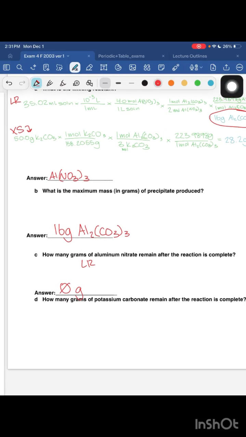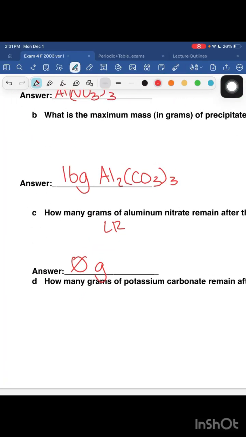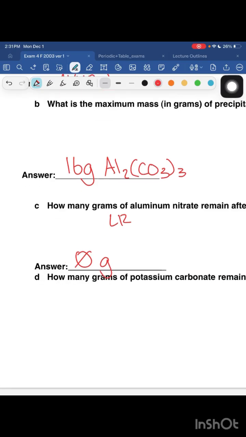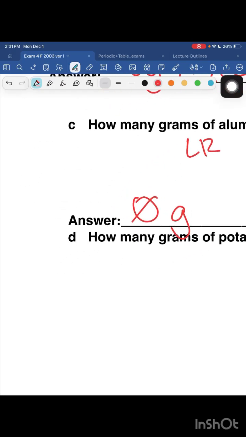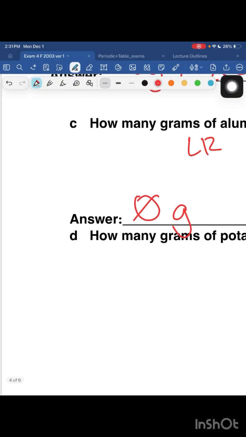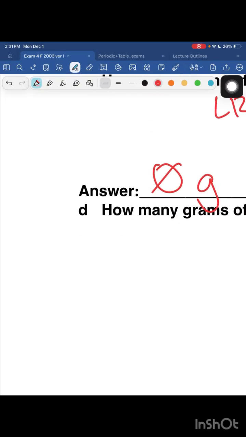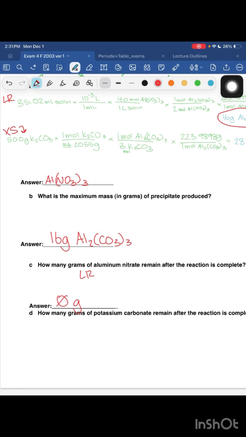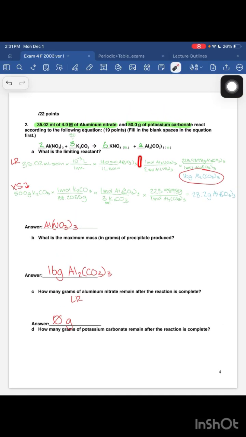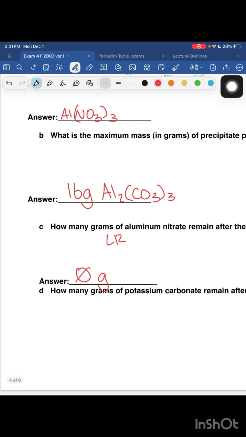Potassium carbonate, you started with 50 grams. However, that's not how much is going to be used. We just determined it's going to be in excess. There's going to be leftover. So to figure out how much we are going to use of it, we're going to start with our 35.02 milliliters again. And basically, this is literally going to get copied. So I'm going to start doing that.